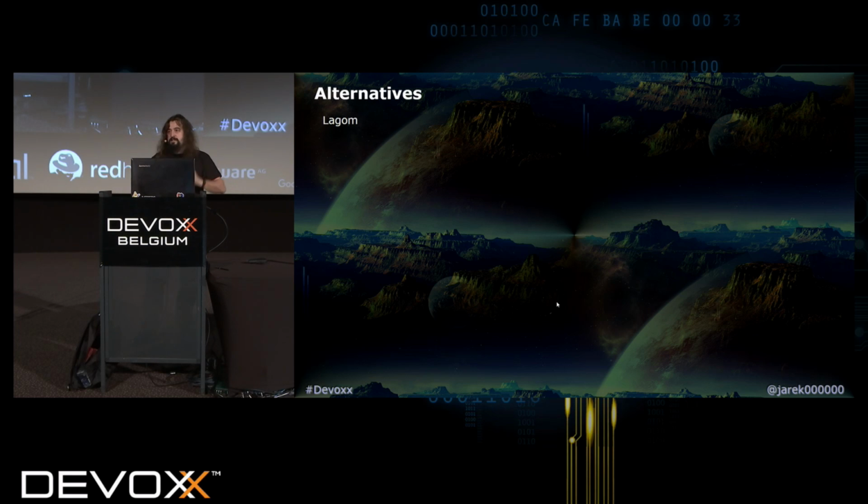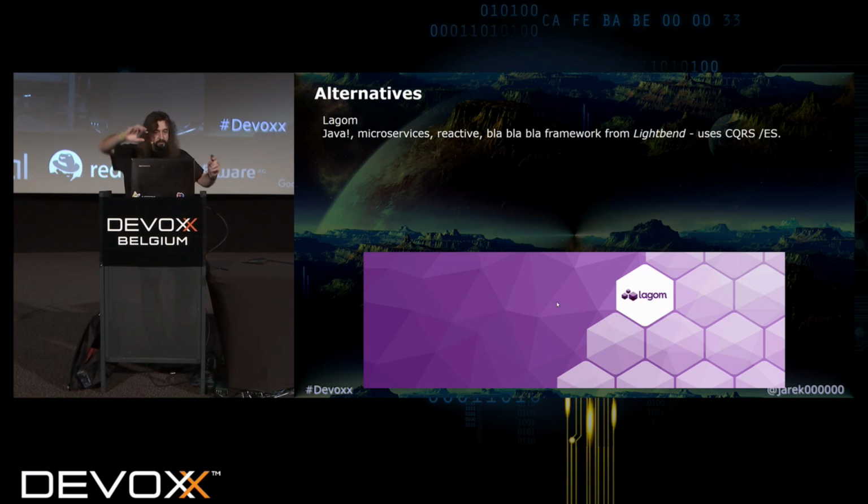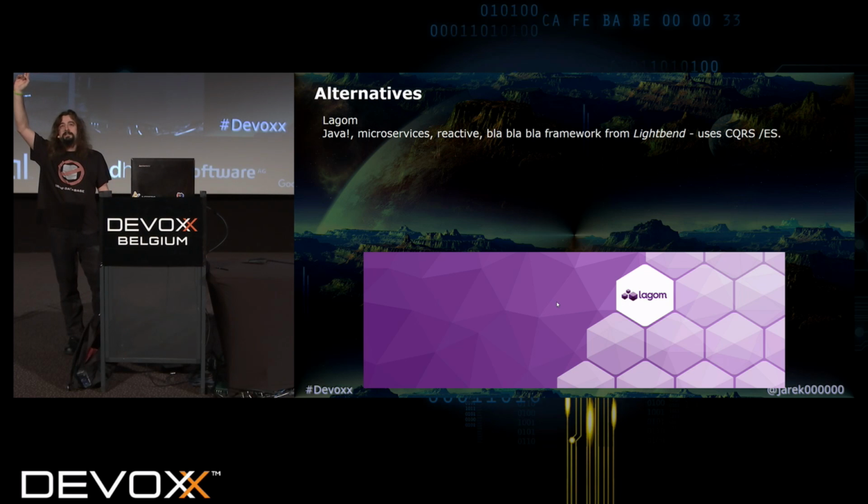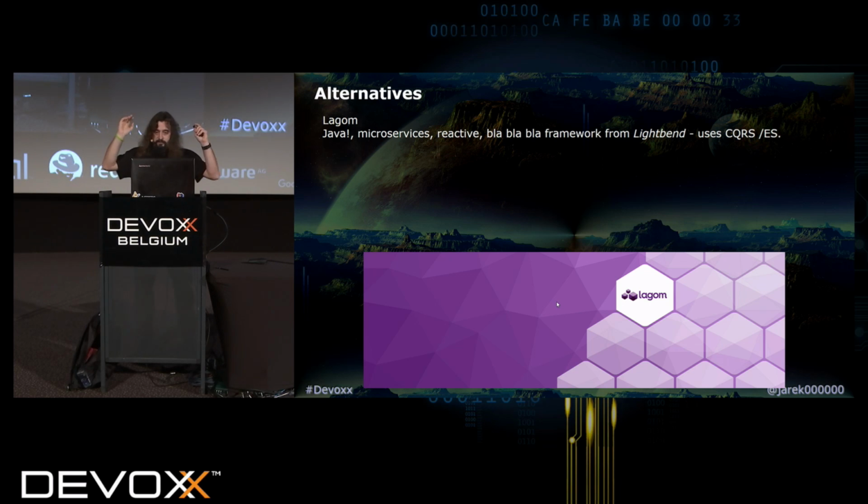The really interesting alternative that's created, who has heard about Lagom? Okay, great. So it's a Java framework, microservices, reactive, and so on. Who has used Lagom? Already, at least a little bit. Doesn't have to be in production. Okay, great. By the way, it's for RESTful microservices, but at the end, it uses CQRS and event sourcing. So if you work with Lagom, you basically work at the end with the same approach.